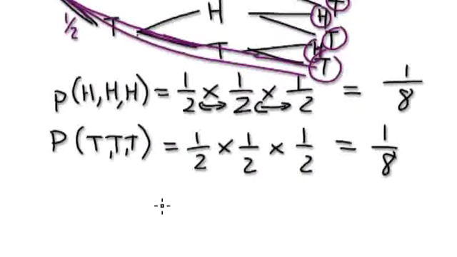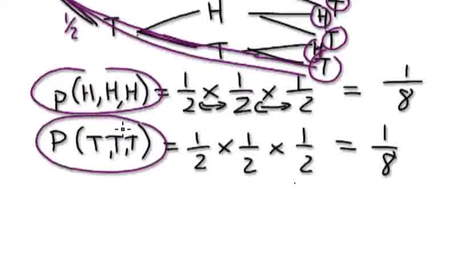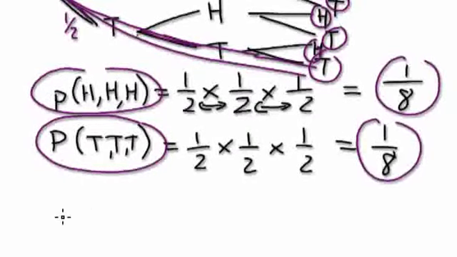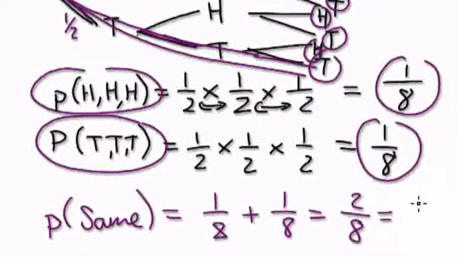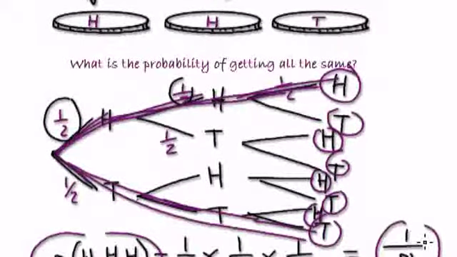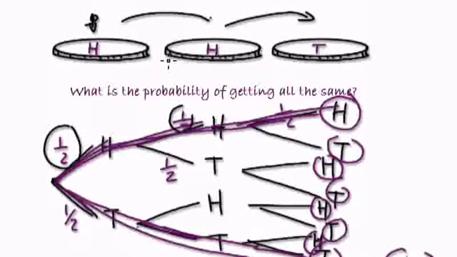So remember, when it's an or, you need to add. So it's basically this route or this route. So you've got to add these two together. Okay, so the probability of all being the same would be an eighth plus an eighth. So that would be 2 over 8. Well, you can simplify that. That would be 1 over 4. Okay, so the probability of you getting all the same face would be a quarter, or roughly 25%.